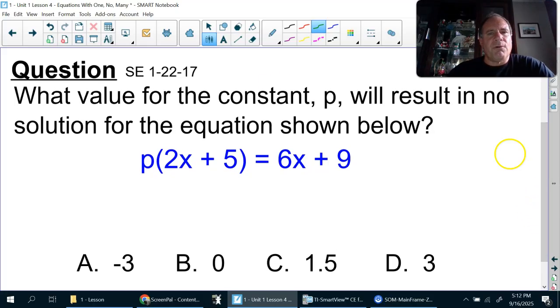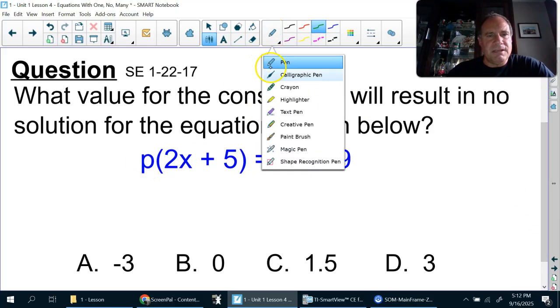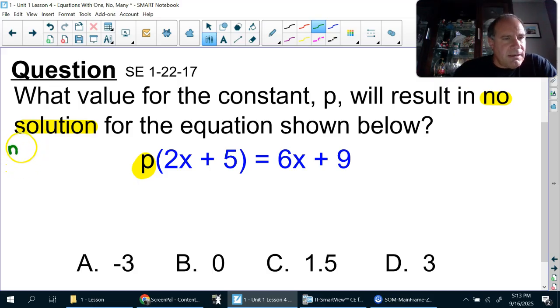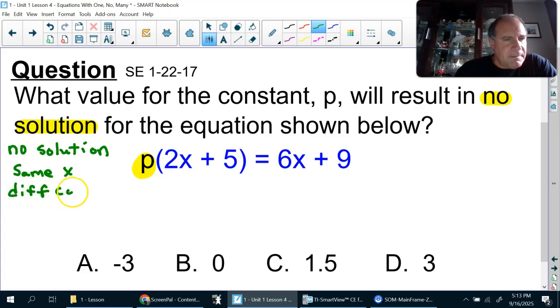What value for the constant p? So this value, they want a value for this, will result in no solution. So just remember what no solution represents. No solution, and if you put it here, same x, different constant. So you have to have the same x.